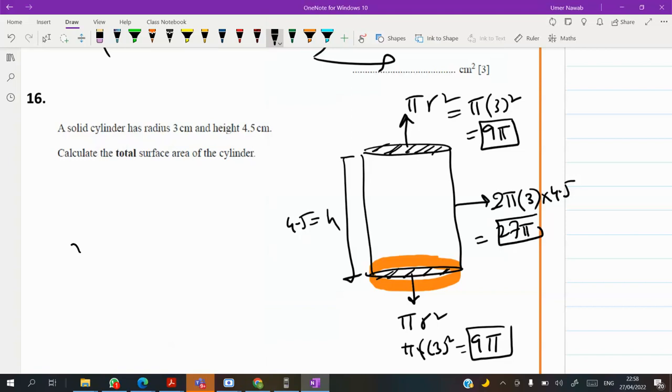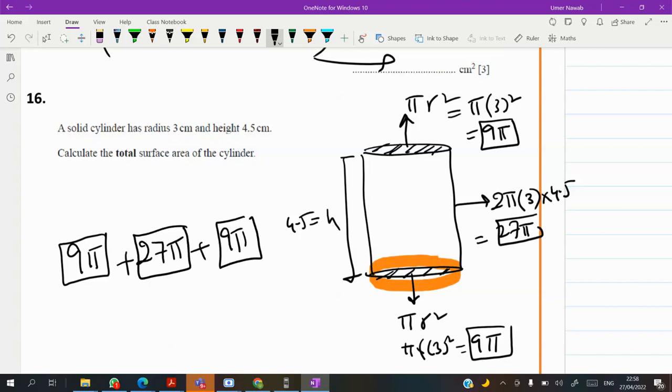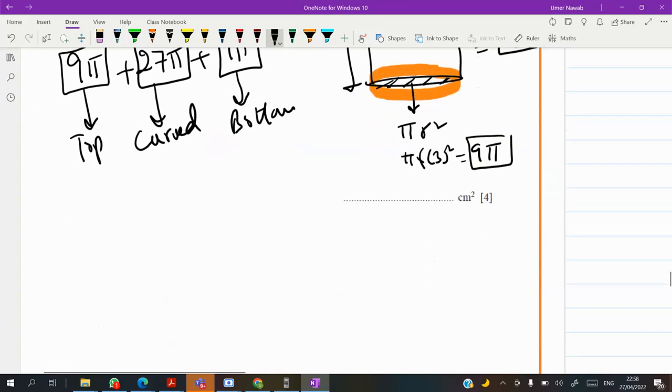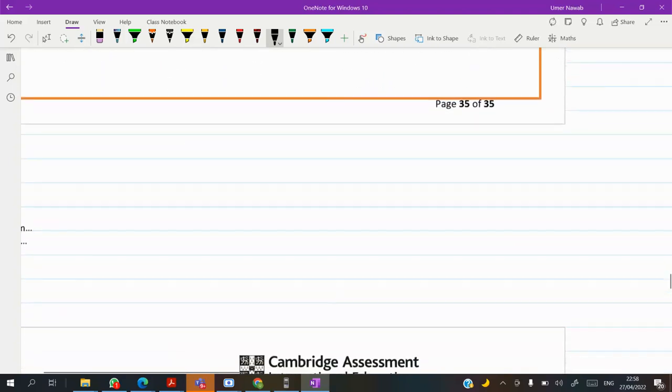So can we add all of them? 9 pi is the top, 27 pi is the curved, and 9 pi is the bottom. So this is the bottom, this is the top, and this is the curved. You add them up and get your answer.